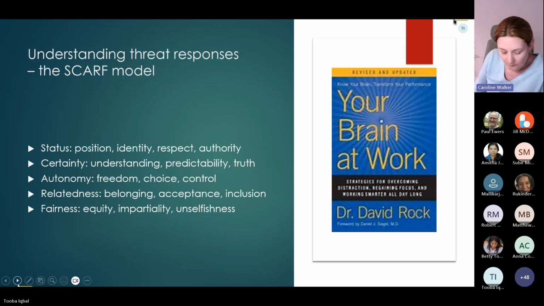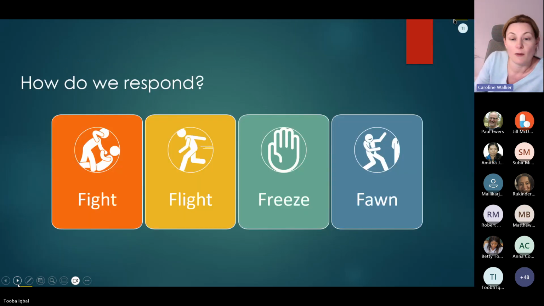I don't know if anyone can stop and think about a time when they maybe have been a bit uncivil. It's often, certainly in my experience, because one of these areas has been threatened, on top of pressure and lots of things on my plate. That threat to my SCARF model then triggers me into almost the same physiological response of fight, flight, and freeze.